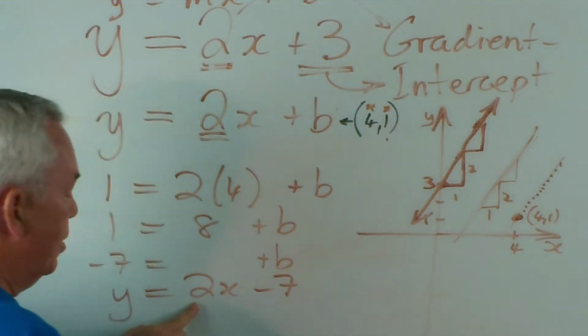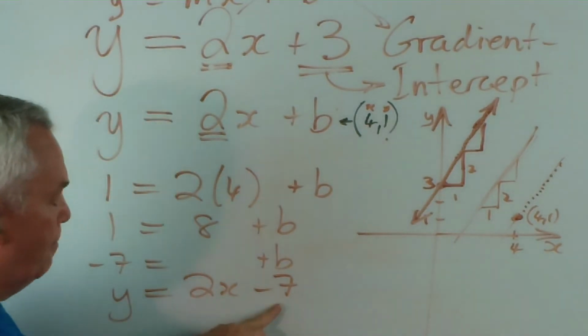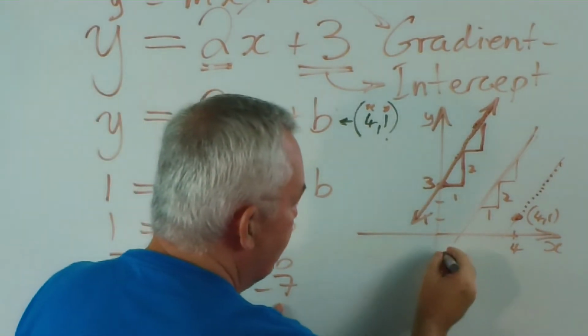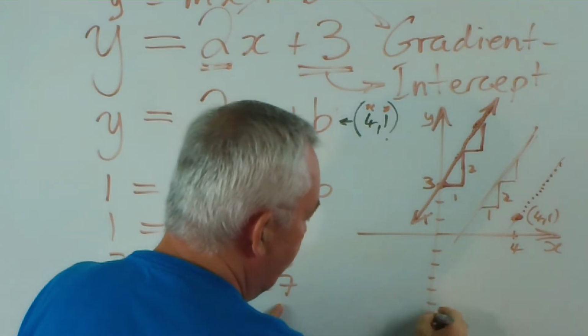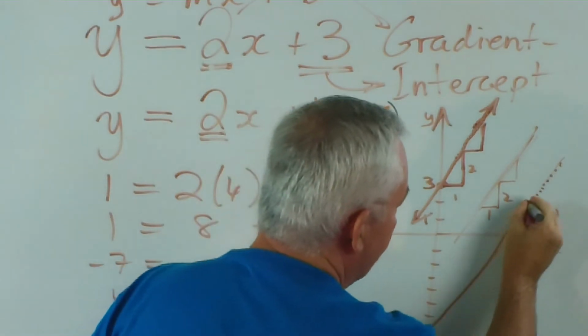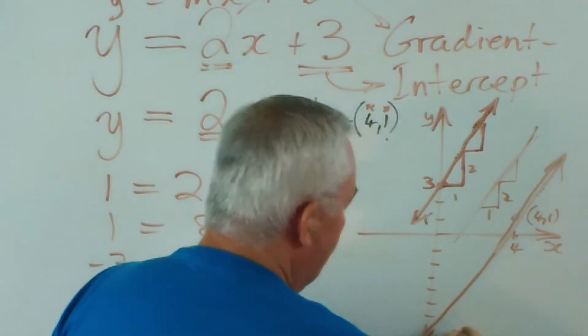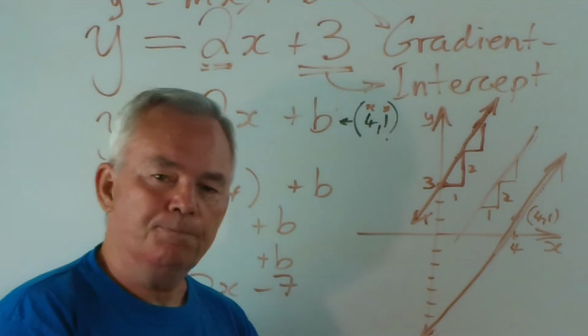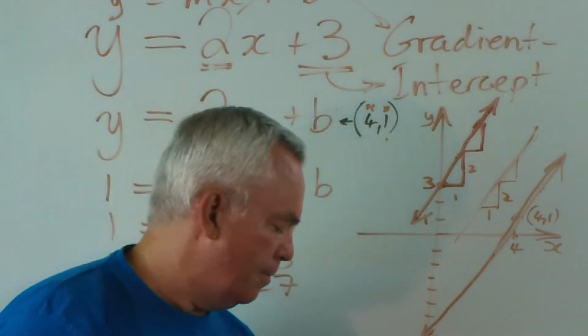And what it means is not just that it has a gradient of 2, but the line goes through negative 7. 1, 2, 3, 4, 5, 6, 7. And there's where it goes. So far so good.